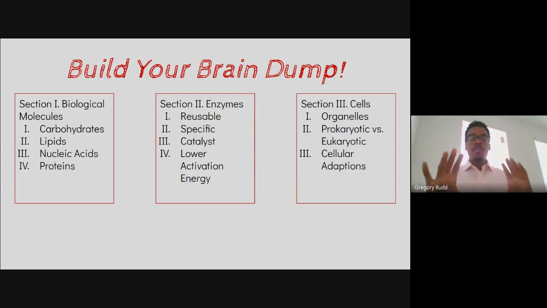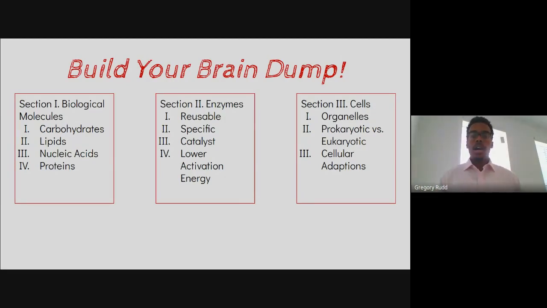And so you want to have examples, you want to have definitions, and you want to make some connections between these terms. Then you have another section that's also on your paper. Maybe that section is about enzymes, and you want to have specific facts about enzymes under that section. They are reusable, they're specific, they are catalytic. And then maybe a third section about cells. So essentially this brain dump is like a cheat sheet, but it's a cheat sheet that we will allow, and it's a cheat sheet that gives you an opportunity to organize your thoughts and your notes in a creative but effective and efficient way.